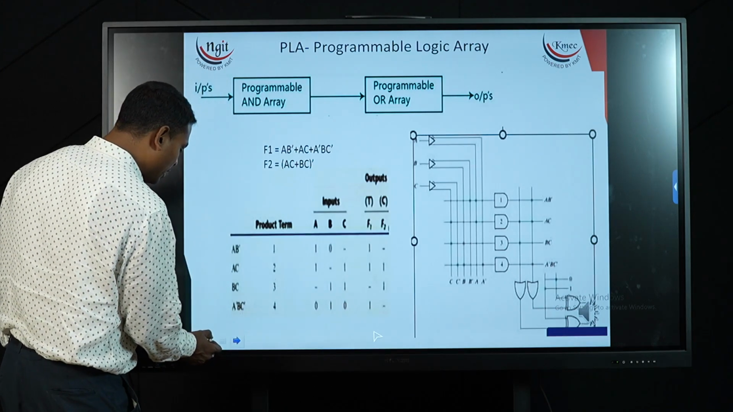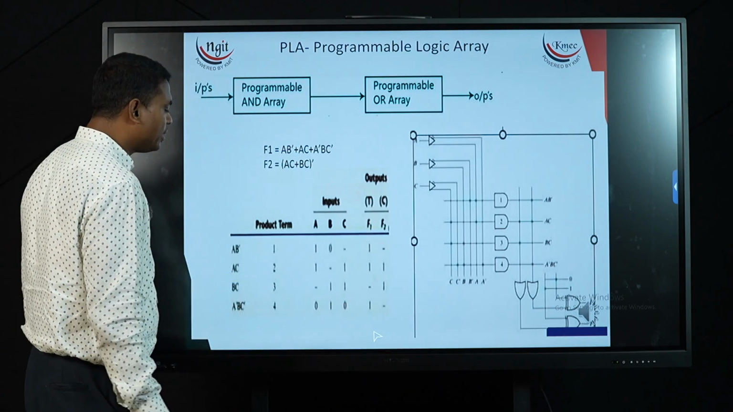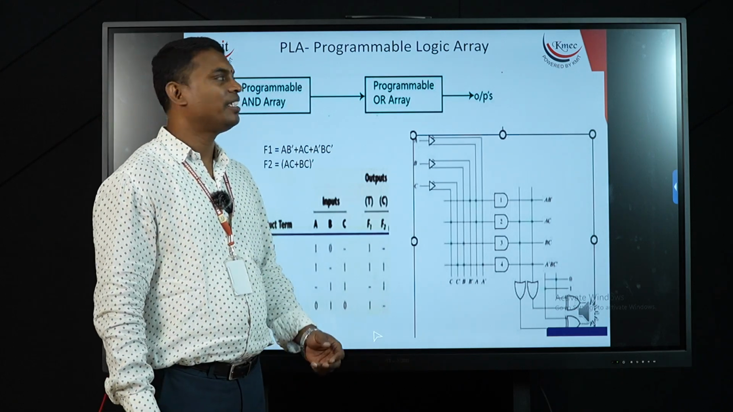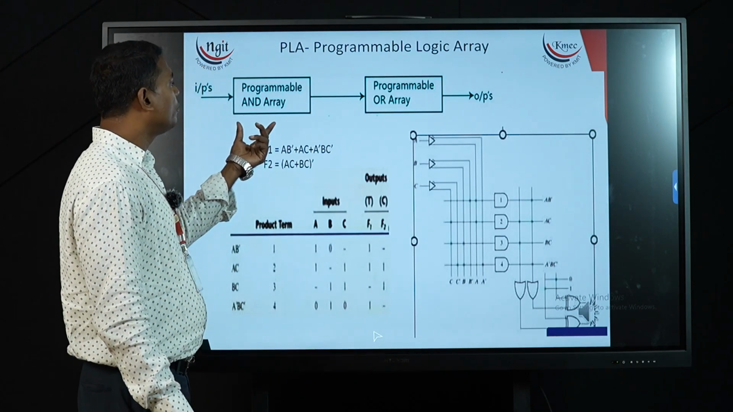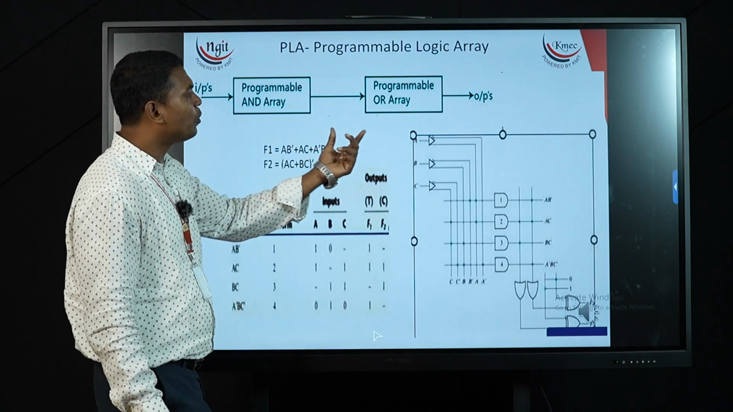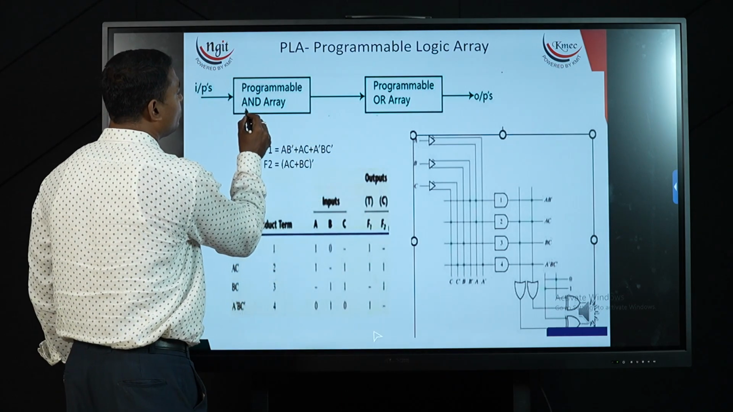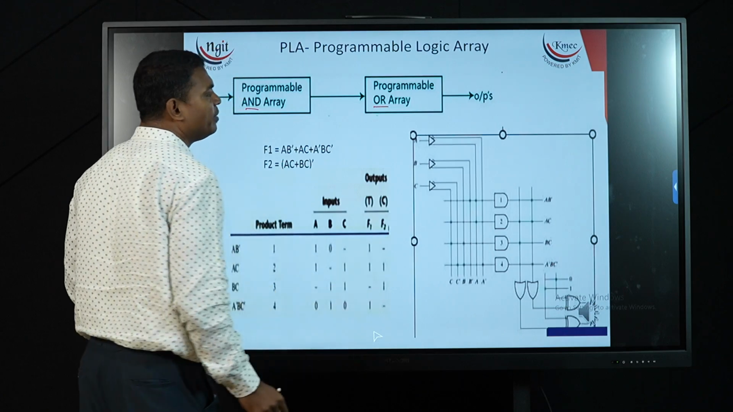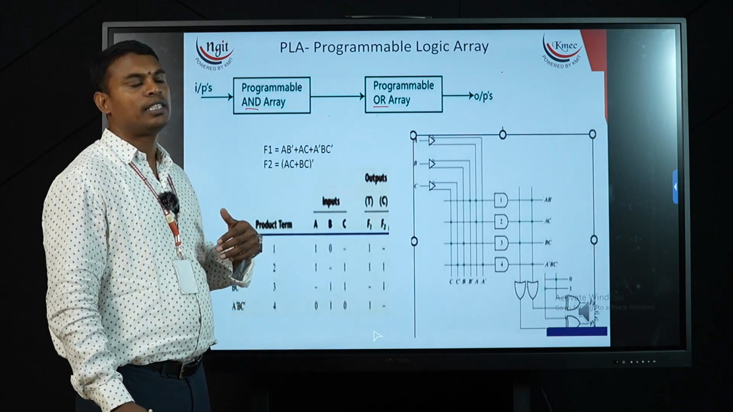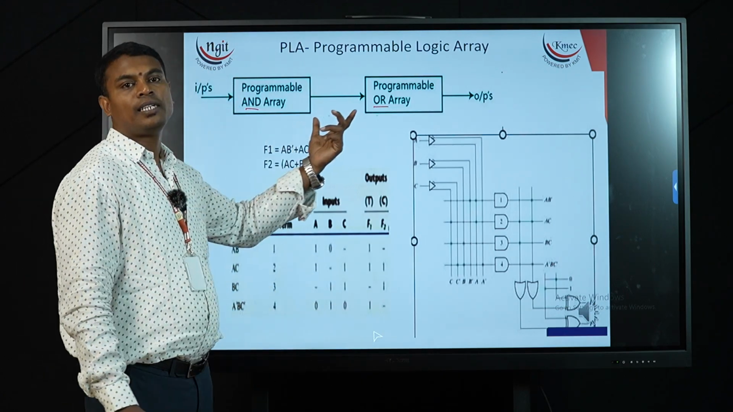Now what makes it different from the previous programmable read-only memory is here we are going to have both a programmable AND array and a programmable OR array. So two things are there, AND array and OR array. Means I am going to dump my functionality into my AND as well as OR.